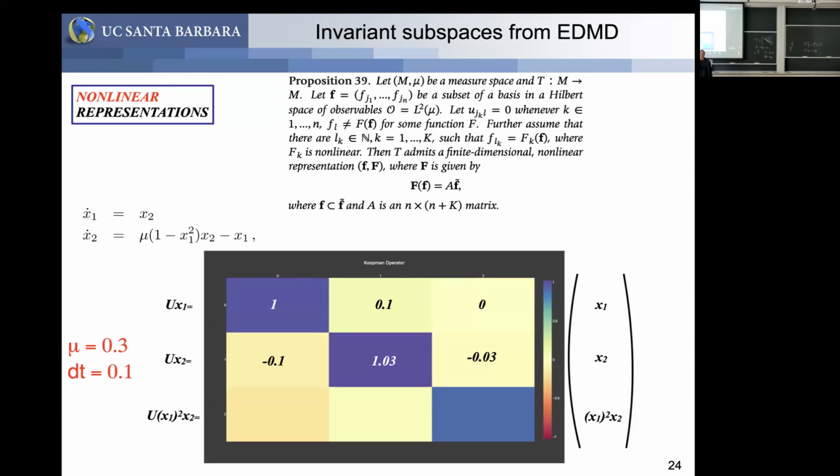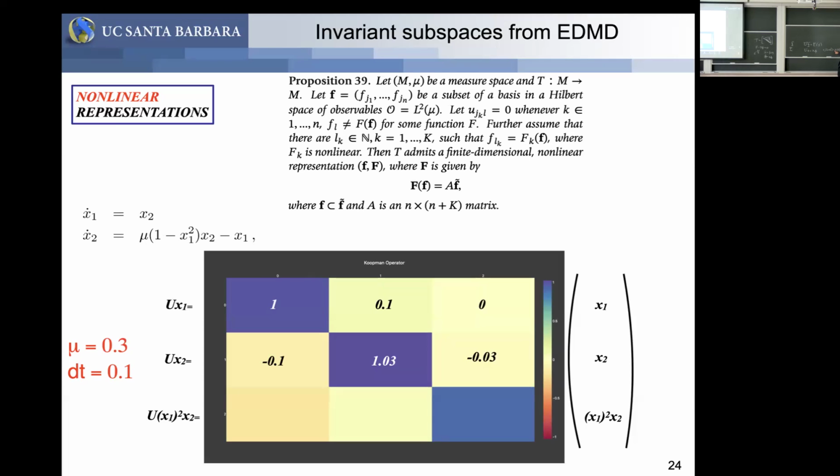The theorem is telling you if you find a submatrix in which all the functions have functional dependence on each other, then you will have a nonlinear representation. So this is actually from a piece of software called PyKMD that's coming out soon, where the system has essentially discovered that x1 at t plus delta t is equal to x1 of t plus delta t x2.